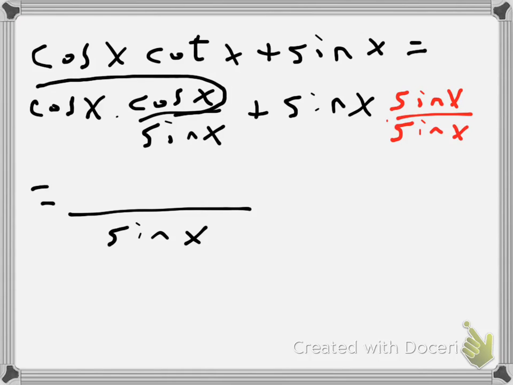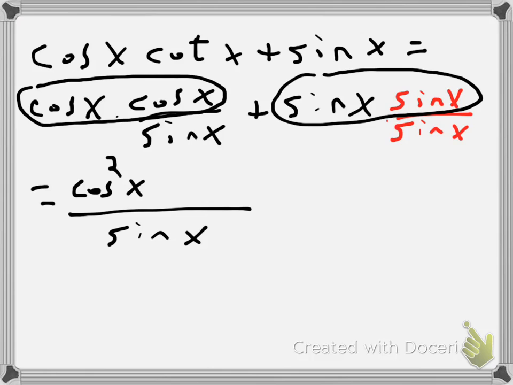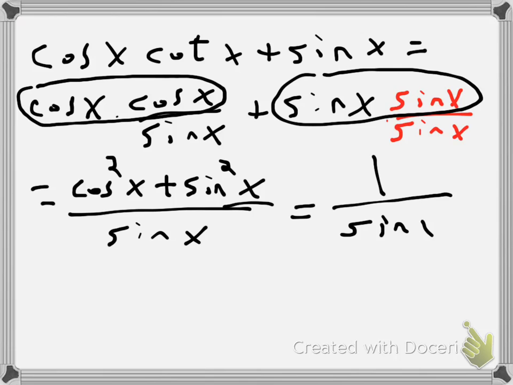Over here on the top, I've got cosine times cosine, which we write as cosine squared. Over here, I've got sine times sine, which is sine squared. And now, sure enough, I recognize that Pythagorean identity, the top cleans up to 1. I get 1 over sine of x, and 1 over sine of x is cosecant of x.